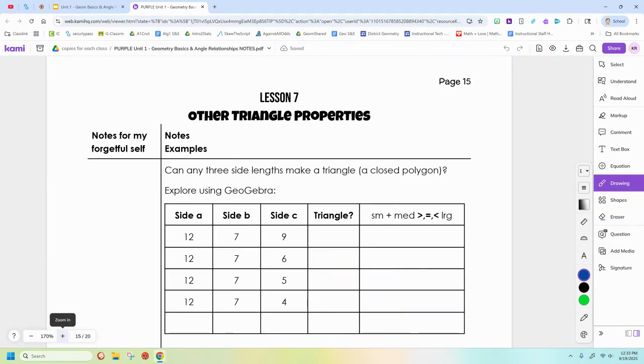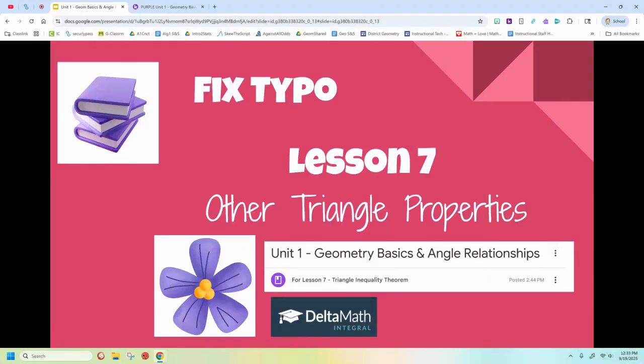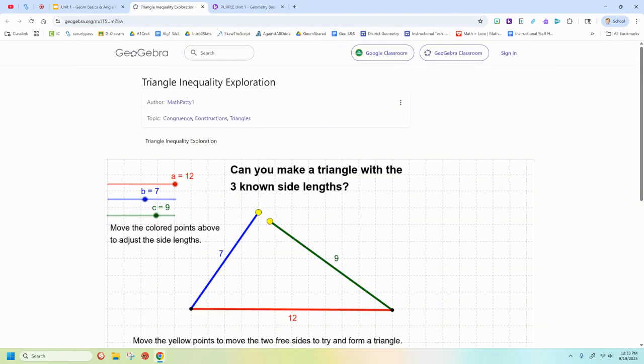Okay, and then in the Google Classroom, you have to go to the classwork section so you can see material for lesson 7, triangle inequality theorem. Okay, so it's in the classwork zone. And it will take you to something that looks like this if you do it correctly.